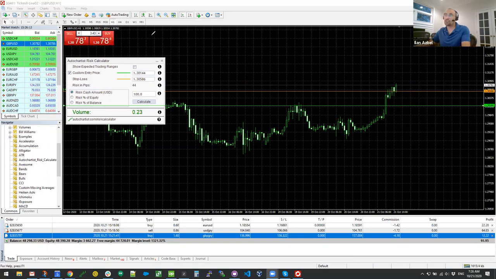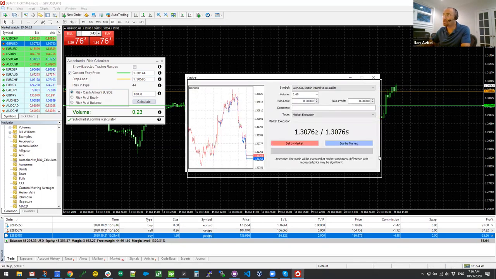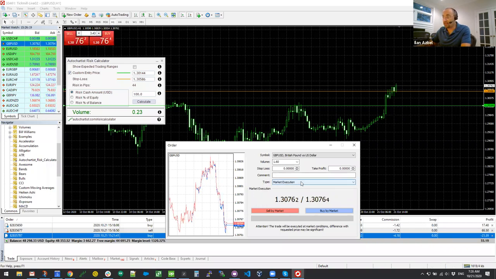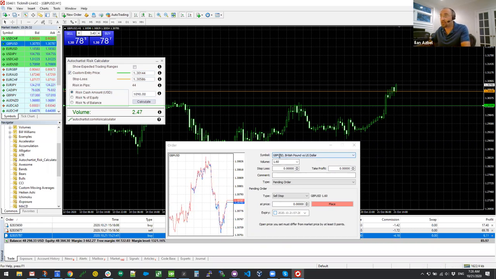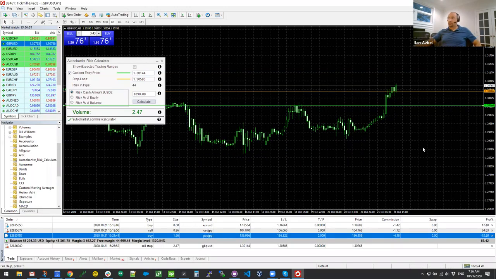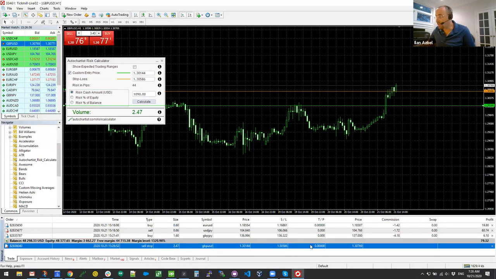So now what I can do is, what would my order look like? I would say it's obviously a pending order. It's a sell stop. Well, I want to risk $1,000 on this thing, right? So my volume, let me set the price first. So my custom entry price would be over here. My stop loss would be over here. And then my volume would be 2.47. Oh, what did my price disappear, right? There we go. So now what I've done is, you can see I've got this pending order over here.